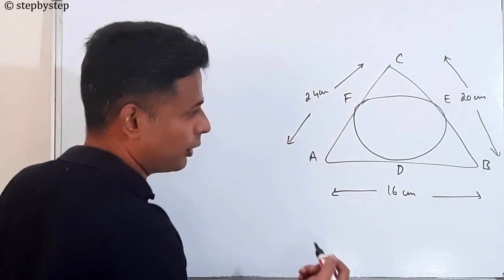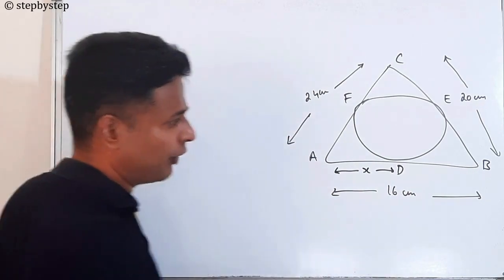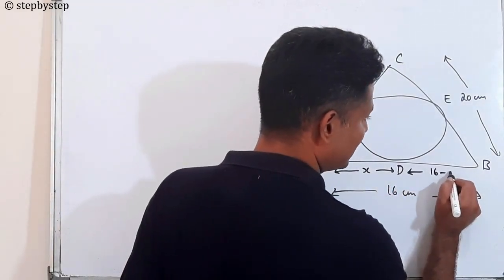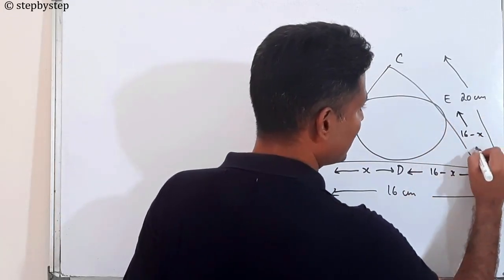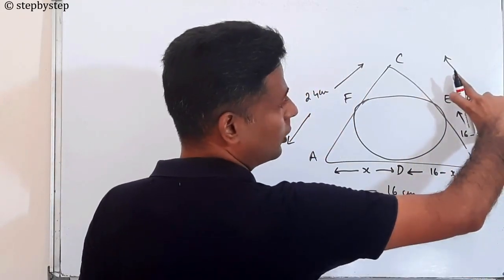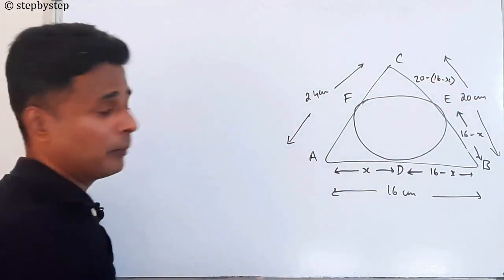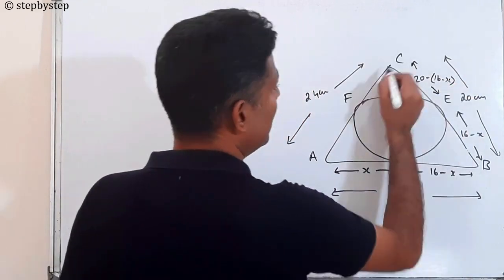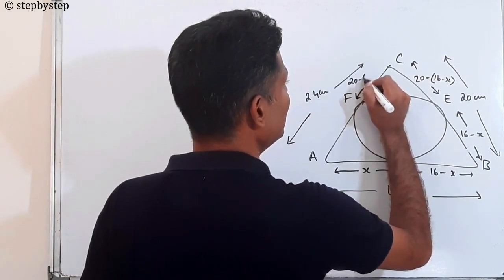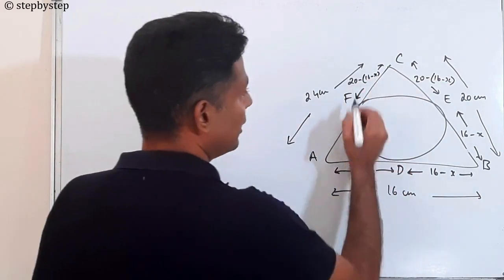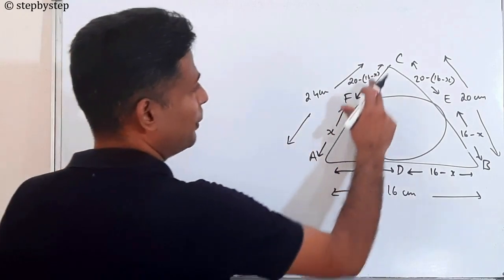Now that we have got this, if you remember in the previous test also you had a similar problem. I'll take this as X. So if I take AD as X, this becomes 16 minus X. If this becomes 16 minus X, this too will become 16 minus X. Now if this much is 16 minus X, whole thing is 20, this will become 20 minus (16 minus X). Remember to put 16 minus X in brackets, because it's 20 minus the whole thing. Now this also will be 20 minus (16 minus X), this much. And this is X, so this also will be X. So we have split it into parts.